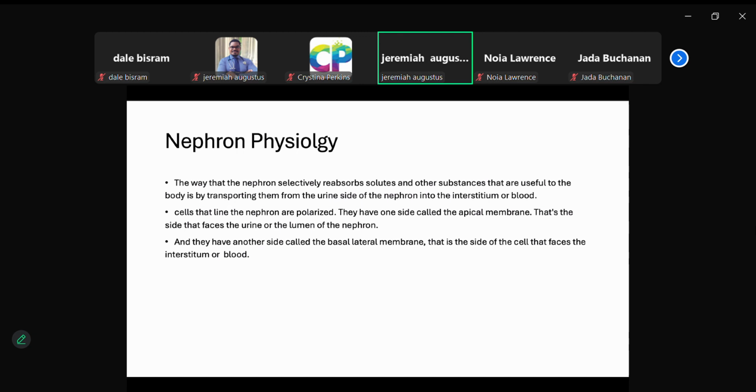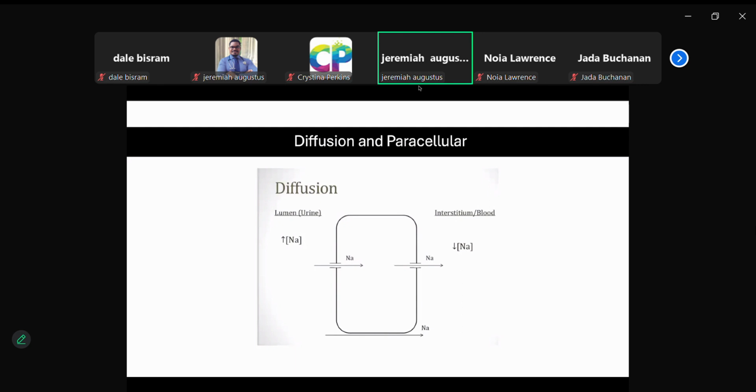Where's my mouse? No, but it's not moving. Moving now.